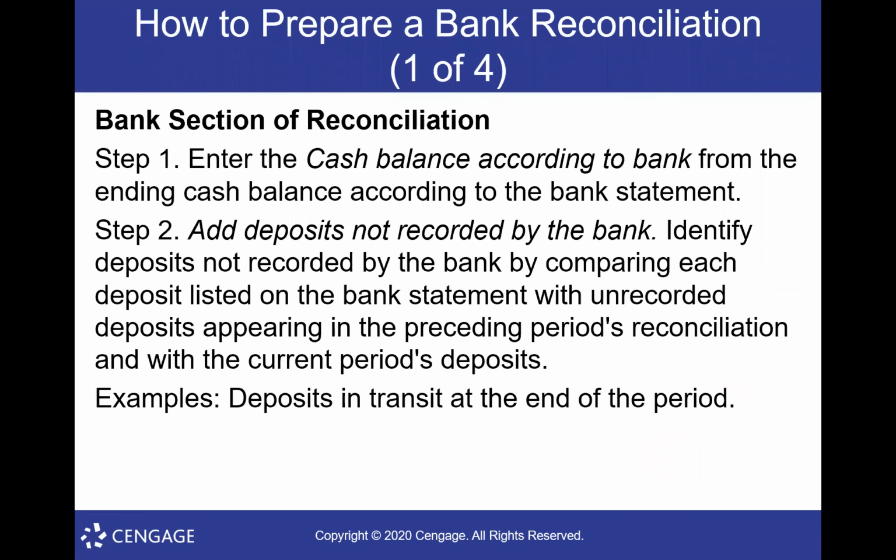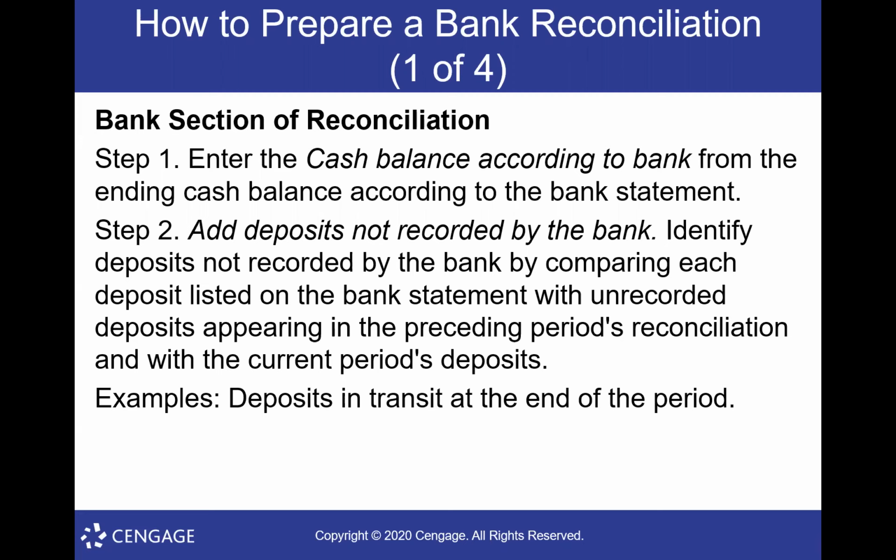All right, so here are the steps. This is how you do this. There's a little bit of cash handling stuff I mentioned at the beginning, but the bank reconciliation is sort of the big new concept for this chapter, okay? Something we haven't really dealt with yet. So step one, we enter the cash balance according to the bank, from the ending cash balance according to the bank statement. I think that's confusing.